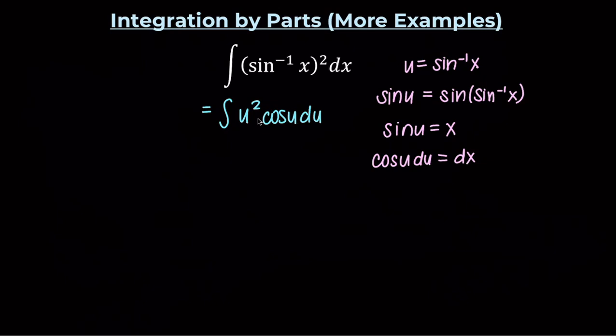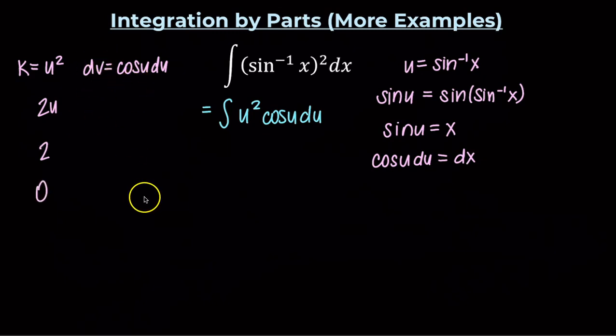And I really do mean same tabular method. So I'm going to say let k equal u squared, and then dv is equal to cosine u du. And so we're going to differentiate until we get to 0. So slightly different. The derivative of u squared is 2u. Derivative of 2u is 2. Derivative of 2 is 0.